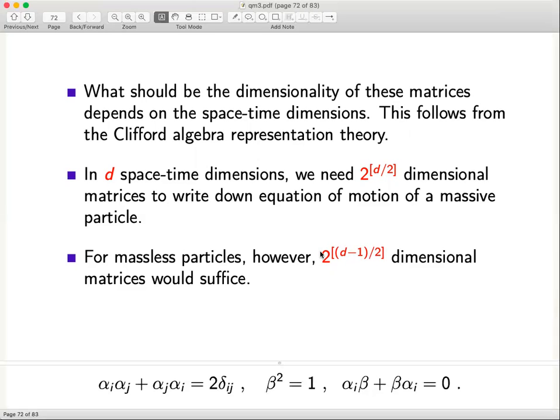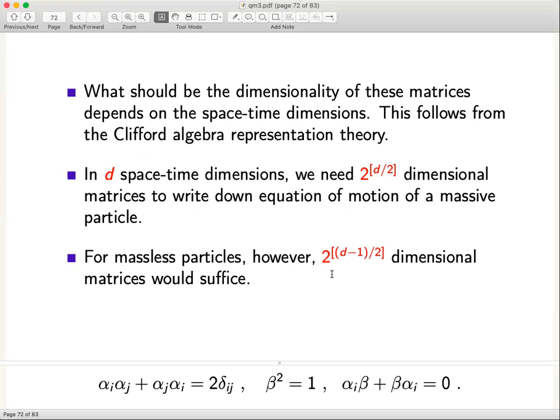So for example, if you take d equal to 4, which is the space-time dimension in which we would be working throughout this course, then for the massive Dirac particle, you would require 4 by 4 matrices, because d by 2 is 2 and 2 to the 2 is 4. So you need 4 by 4 matrices. But if you are studying a massless particle, then d minus 1 by 2 is 3 by 2, whose integral part is 1, and therefore you would need 2 by 2 matrices.